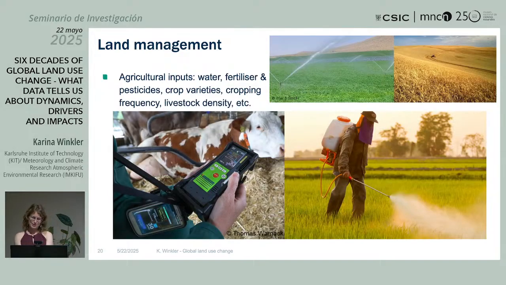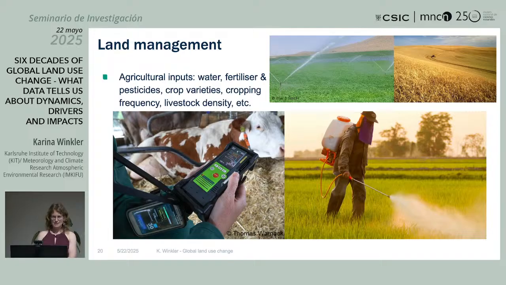When talking about land use, what I was showing was mainly land use change, being the transition from one class, one land use category, to the other. But there's also this large component of the way we manage land, the land management, all the inputs we put into a system from the agricultural side, be it water, fertilizer, or pesticides. There's a lot of agricultural inputs used. We can also change the crop varieties, change the cropping frequency, and also the livestock density on agricultural areas plays a huge role in environmental impacts and in the intensity of the land use.